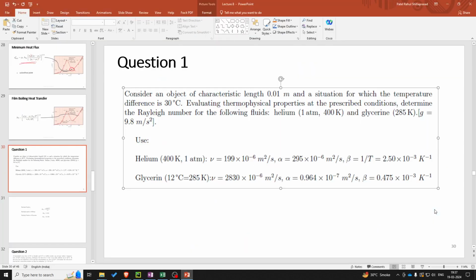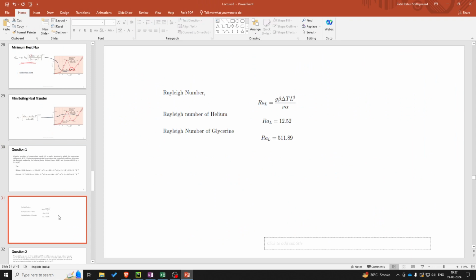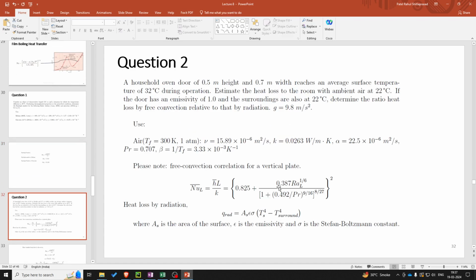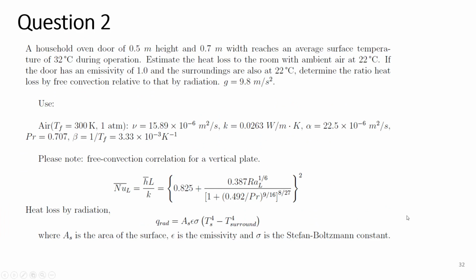So let's see another question. It says we have to use this formula of Rayleigh number in order to calculate the Rayleigh number for different fluids at different temperature and pressure. So this is the second question, whereby I have also given the Nusselt's number correlations as a hint.